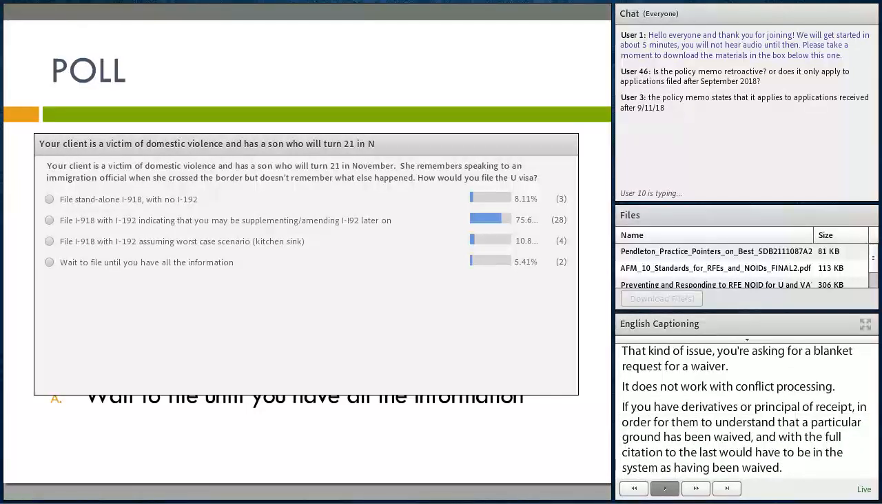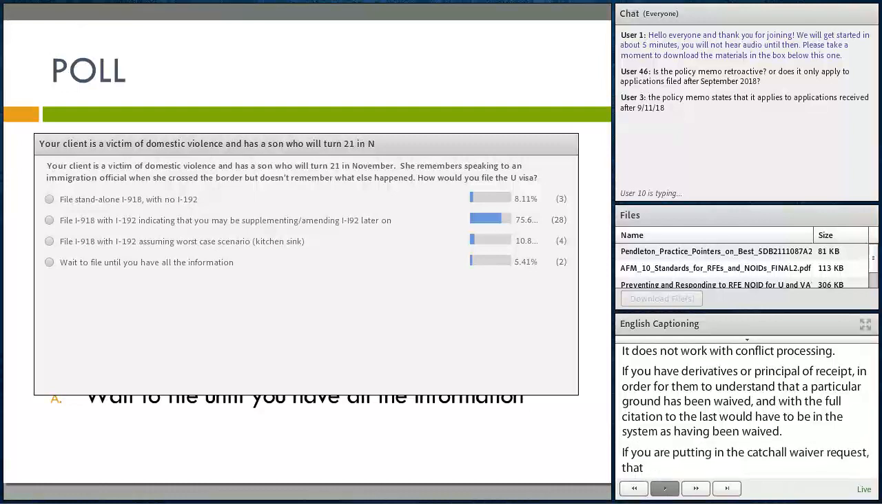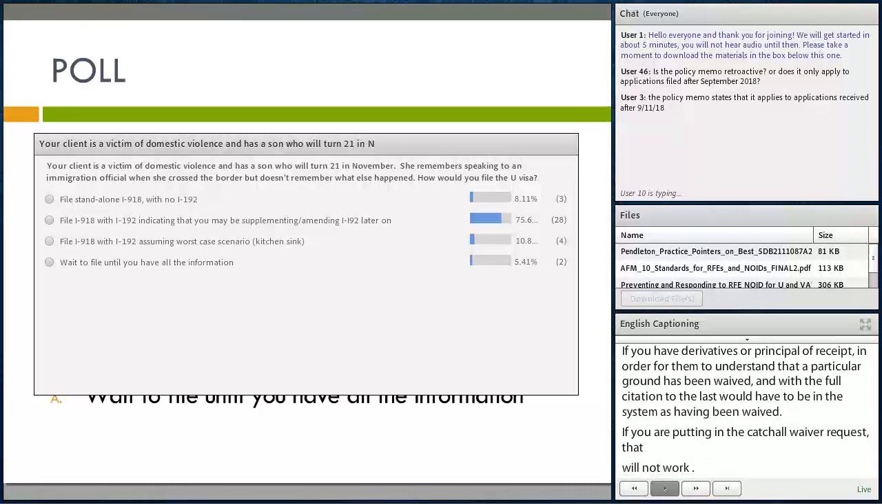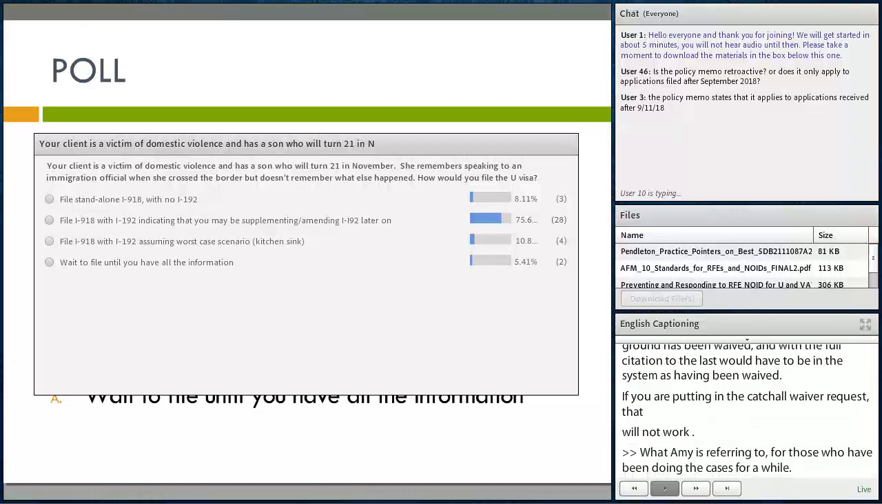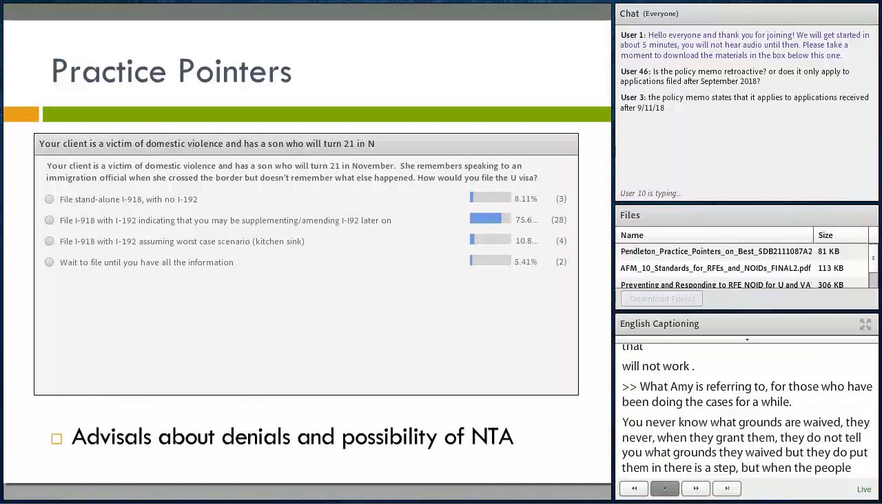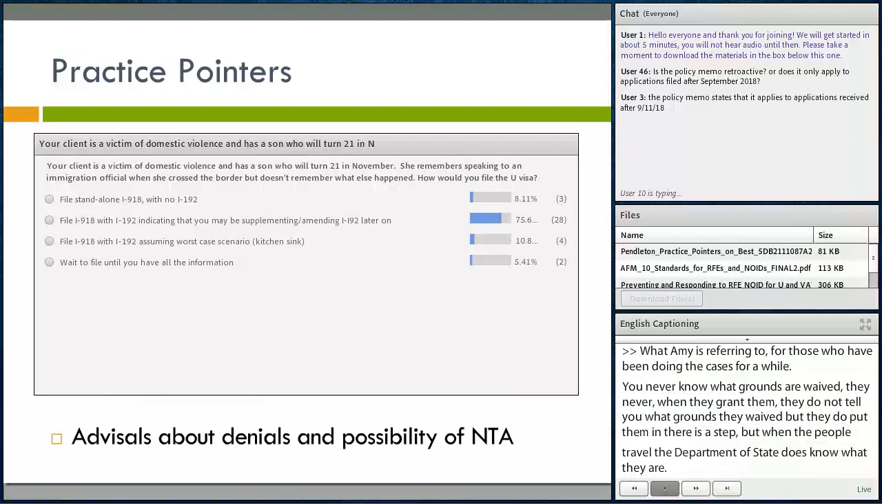Yeah, so what Amy's referring to, for those of you who've been doing these cases for a while, is that you never know what grounds they've actually waived, right? When they grant your U visa, they don't tell you what grounds they waived, but they do put them in their system, so when people travel, the Department of State does know what they are. And we've literally been asking them for 20 years to figure out how you can get access to them. But that has not worked so far. On the list.